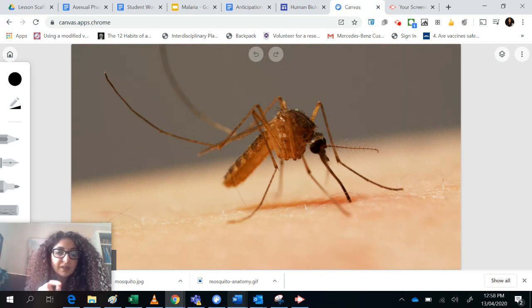At the same time that it's doing that, if the Plasmodium lives within this mosquito, then what's going to happen is that this particular mosquito is going to actually get that Plasmodium into your body as well. So let's take a look. If we just go back to our diagram here.